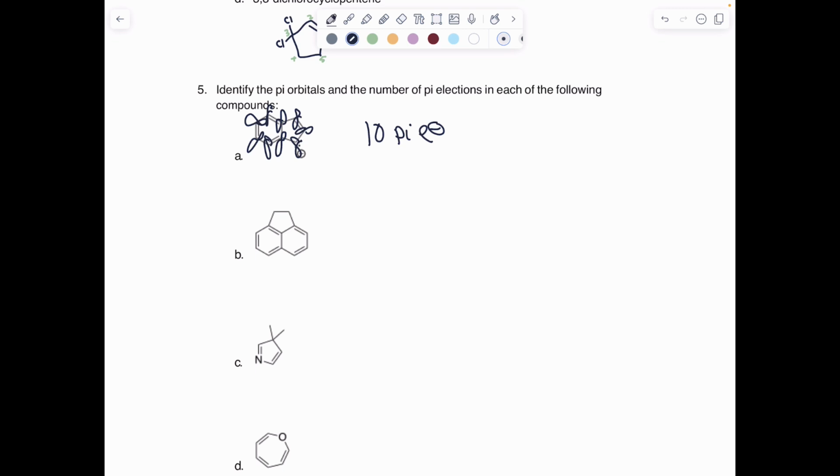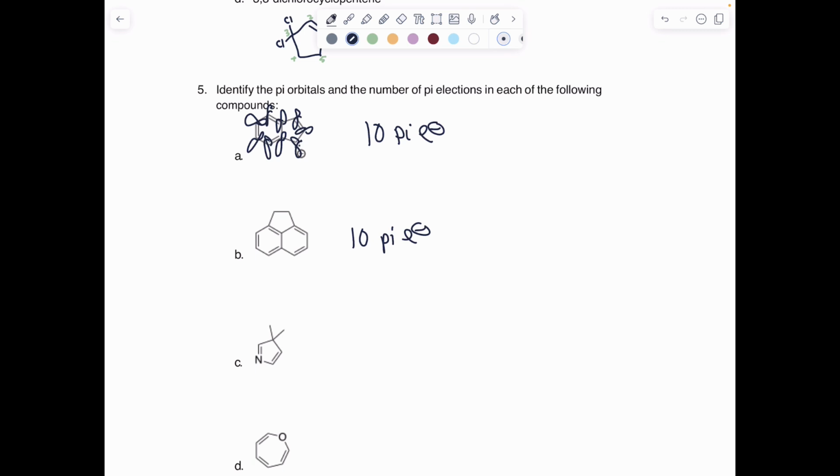We'll do the same thing for part B. In this case, there's no lone pairs. There's just the 3, 4, 5 sets of double bonds. So again, 2 electrons per double bond gives us 10 total electrons. So again, 10 pi electrons.